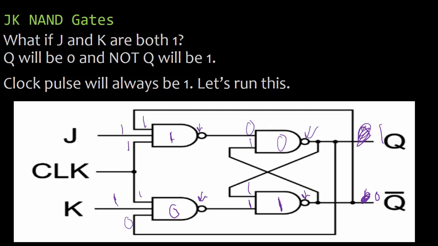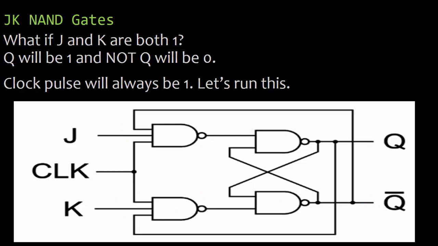Does this mean it's setting, or does this mean it's toggling? So let's do J as 1, K as 1. This time we're going to do Q as 1. We're going to do not Q as 0. And you want to load those initial values here. All right, let's run J. 1 and 1, 0. That gives me 0. I hit this inverter, which is a 1. I bring up that 0.